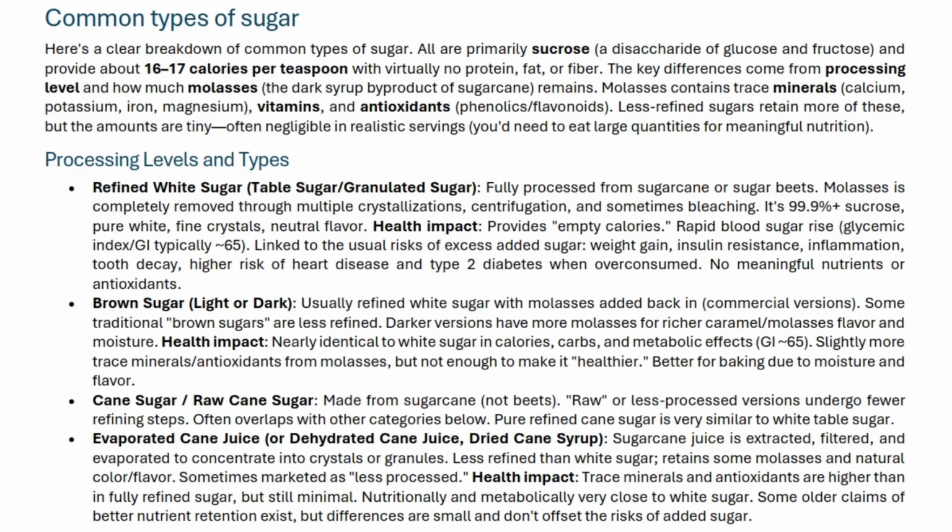Cane sugar, or raw cane sugar, is derived from sugar cane and may undergo fewer refining steps than white sugar. Its nutritional profile is very similar to that of refined white sugar.